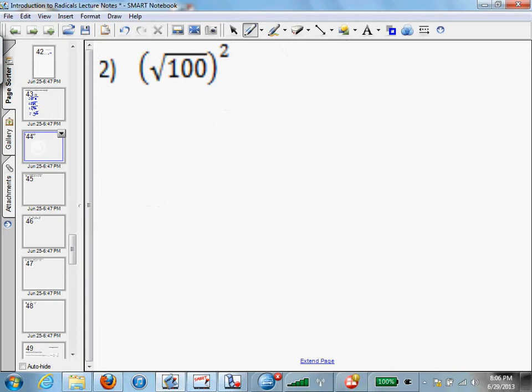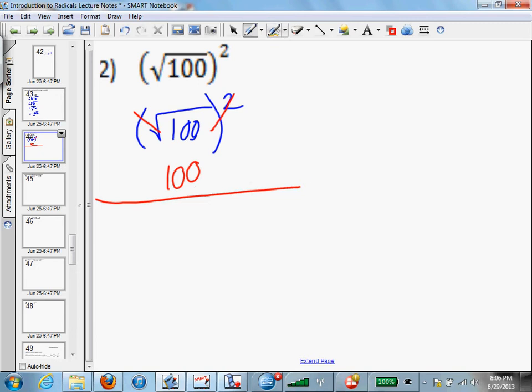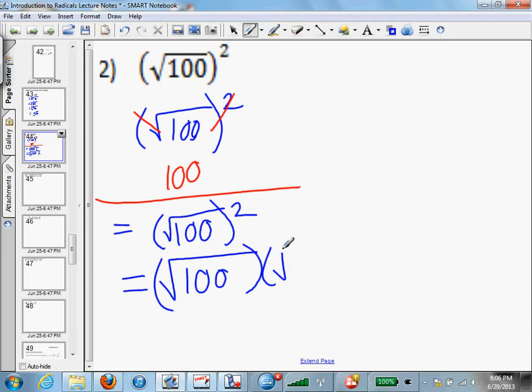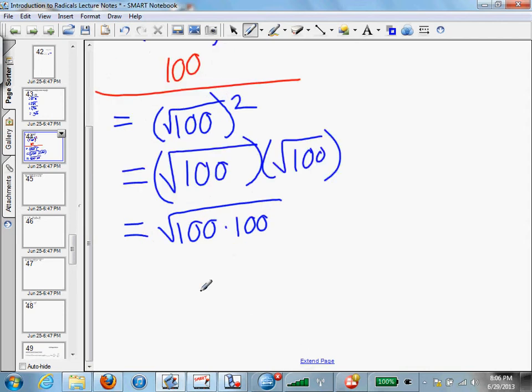With number 2, you can think of this in two ways. You can think of it in that the square root and the square cancel each other, leaving you with just what's inside, 100. Or you could go ahead and solve, saying that the square root of 100 being squared looks like the square root of 100 times the square root of 100. Bringing it together under one radical, we have 100 times 100. That's going to be the radical of 10,000. And what is the square root of 10,000? That is 100.